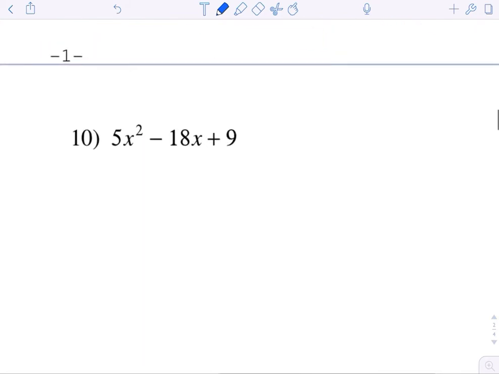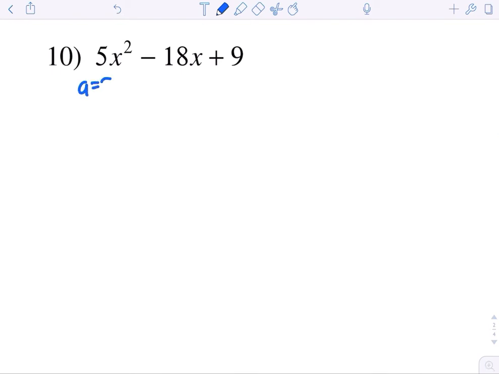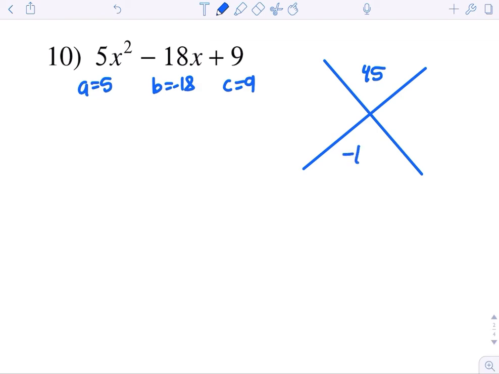Number 10. A is equal to 5, b is equal to negative 18, and c is equal to 9. On the top, a times c is 45. On the bottom, negative 18. So two things that multiply to 45, but when added give you negative 18. I believe that is negative 15 and negative 3.